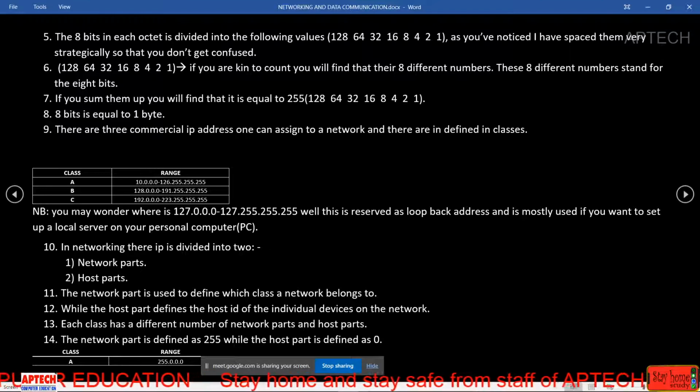So basically, that's how they grouped them.